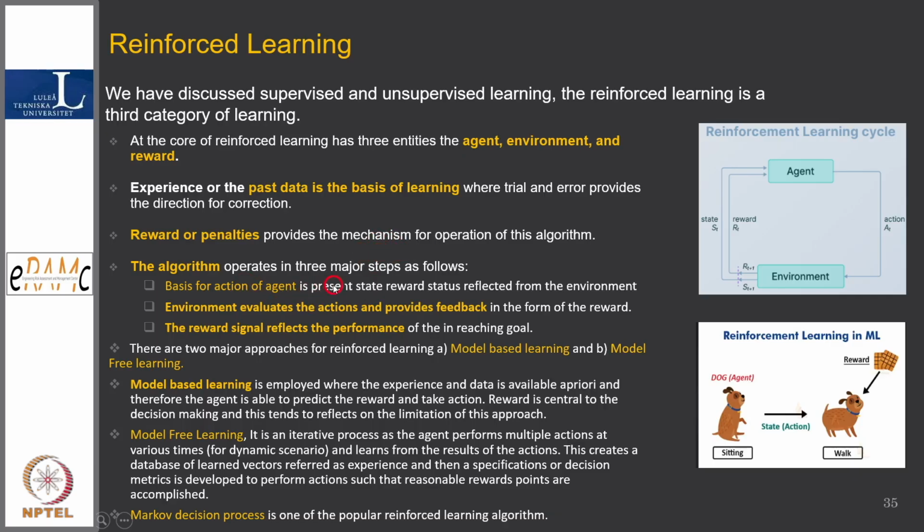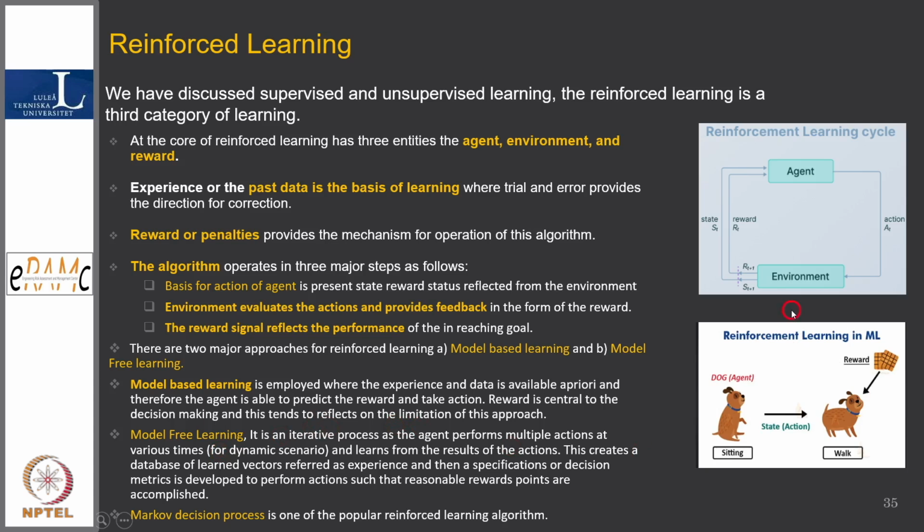The agent operates in 3 major steps on the basis of action. What is the basis for any action? Motivation should be known, and then the reward. What reward you get, for that reward you will be taking an action. The environment evaluates the action and provides feedback in the form of a reward. The reward signal reflects the performance in reaching the goal. So, these are the basic elements of this algorithm, and then there is model based and model free learning. So when you have a model, you can get the results.